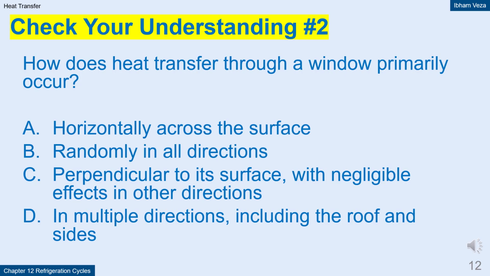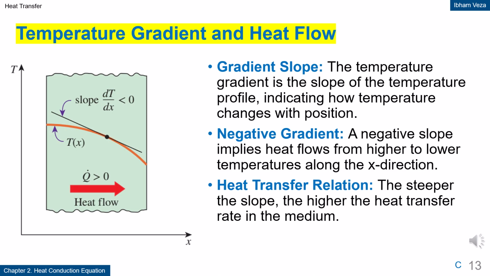B, randomly in all directions. Incorrect. Heat transfer is not random, but directional, dictated by the temperature gradient, which is perpendicular to the window surface. D, in multiple directions, including the roof and sides. Incorrect. Heat transfer through the window is typically analyzed in one primary direction, perpendicular to its surface, with other directions considered negligible.